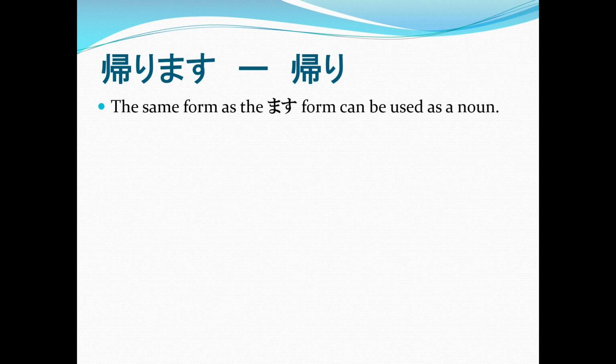Now, if you could remember, with the group 3 verbs, there are nouns that we use as verbs. That's why we have to add shimasu. Now, this one is the opposite of that. We have verbs that can be used as a noun, like kaerimasu to kaeri. So, the same form as the masu form can be used as a noun. It's just simply removing the masu and using the kaeri. It will become a noun.